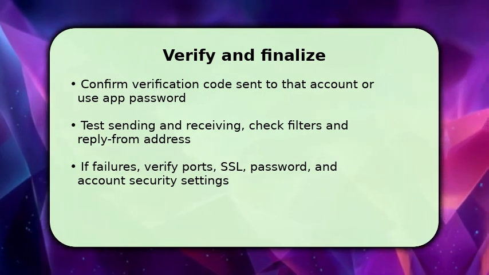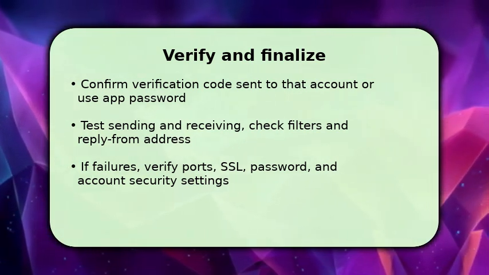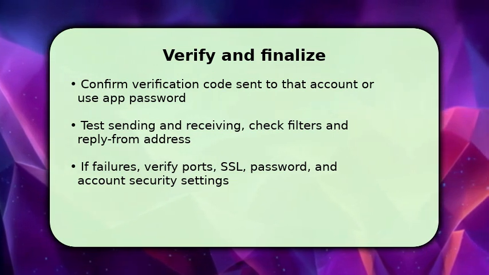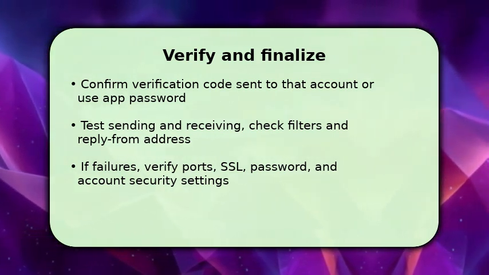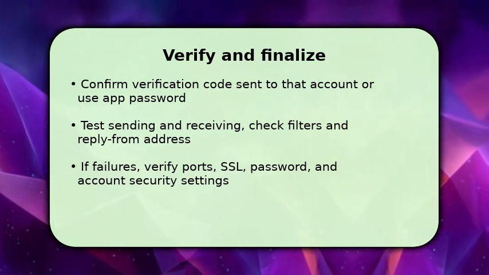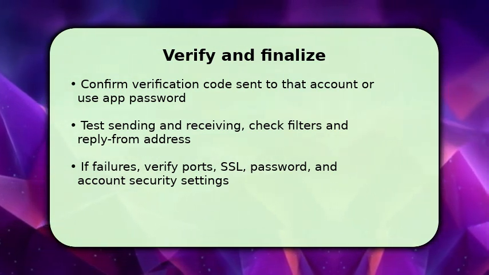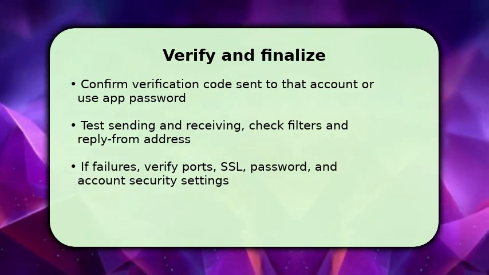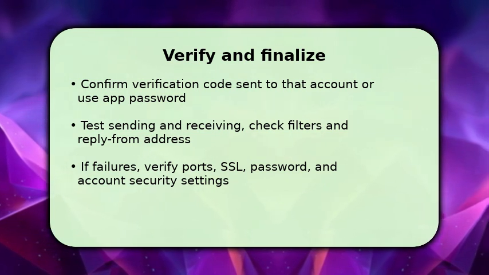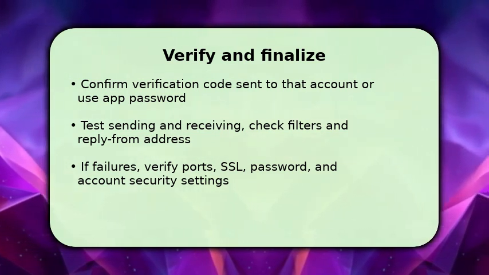Once confirmed, send a test message from Gmail using the new from address and confirm inbound mail appears under the chosen label. If things fail, make sure ports and SSL/TLS match provider specs, re-enter the password or app password, and check that two-step or security locks aren't blocking access. This single troubleshooting check resolves most issues.